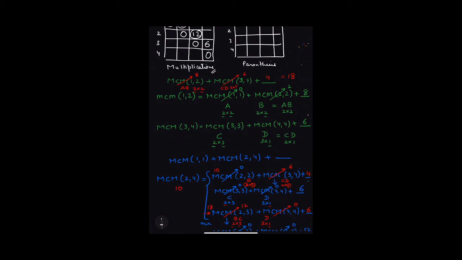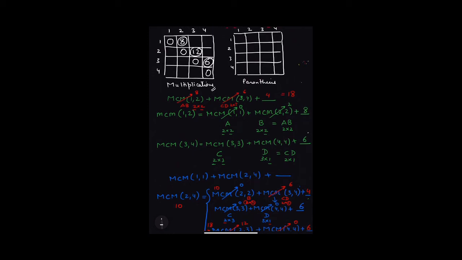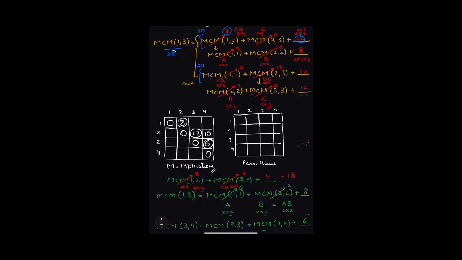And then the value of 3 comma 4 is 6. Again, I already have this, so it was not required to solve it. You could have directly picked the values from here. The value of 2 comma 4 that I'm getting is 10, and 1 comma 3 is 20 that I was getting.